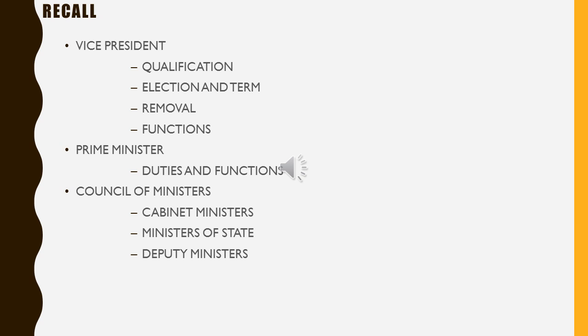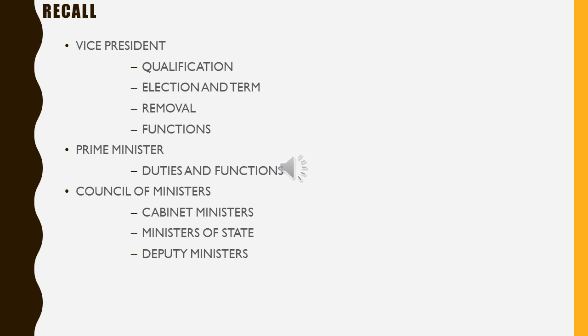They are also given independent departments. Then deputy ministers, who are the lowest ranked ministers. They assist the cabinet ministers or ministers of state, so they are not independent. These are the things we have discussed in our previous class. We discussed the Vice President, the Prime Minister, and also the Council of Ministers.